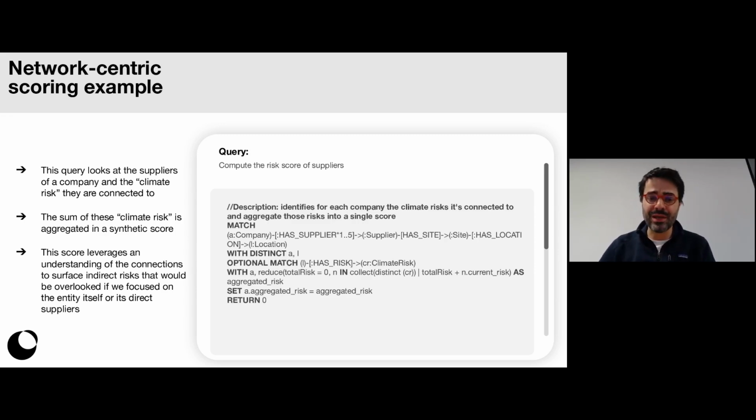So you can see the query on the right all starts with a company, and we are traversing the graph to identify suppliers. The suppliers have sites that are connected to locations, and sometimes these locations are connected to climate risks. And when we have that sort of situation, then we add up all the risks associated with these locations into an aggregated risk property, and we assign this score to the starting company. So that's what a query in pre-processing can look like.